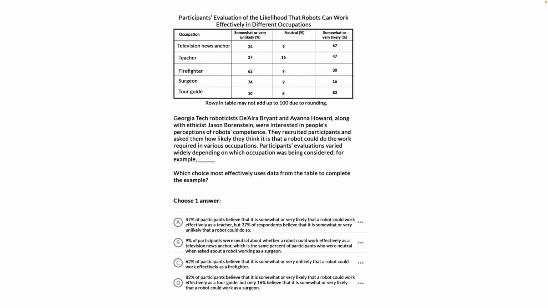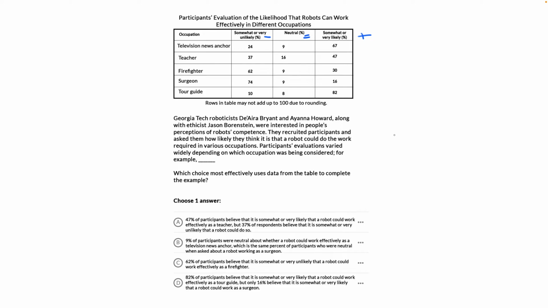Step one, let's quickly look at the table here. Participants' evaluation of the likelihood that robots can work effectively in different occupations. Okay, so the study is asking people, do you think a robot can do it? And then giving them several different human occupations: TV news anchor, teacher, firefighter, surgeon, tour guide. So we got a couple different jobs. In the left column, the top row shows us the possible survey responses: unlikely, neutral, and likely. And that's it. We can move on. That's the level of depth you're looking for, like 10 seconds worth of investigation.